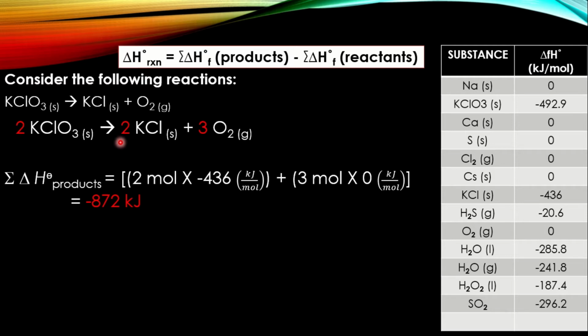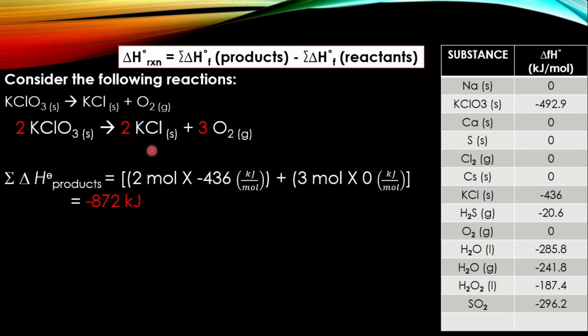So una, ito yung ating product. The first substance is KCl. So, imumultiply natin yung number of mole sa bawat substance present in the products, saka natin sila ipag-a-add para makuha yung summation. So, the first substance is KCl.